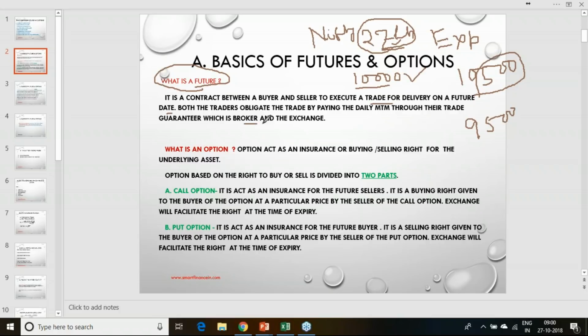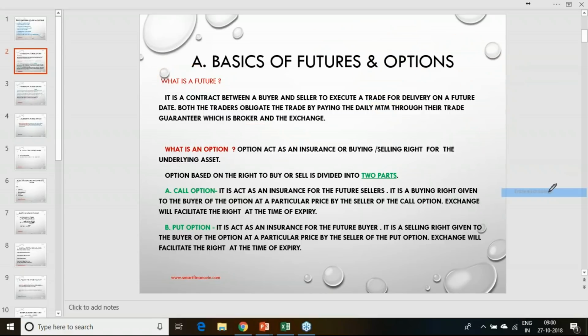This trade is guaranteed by the broker and the exchange, and every day whatever profit and loss comes for a buyer or seller has to be settled. That is known as your M2M, mark to market margin. Now coming to the option. Option has many vast definitions, but an option acts as an insurance, or it is a buying or selling right for the underlying asset. Rights, and in Hindi we say it is adhikar.